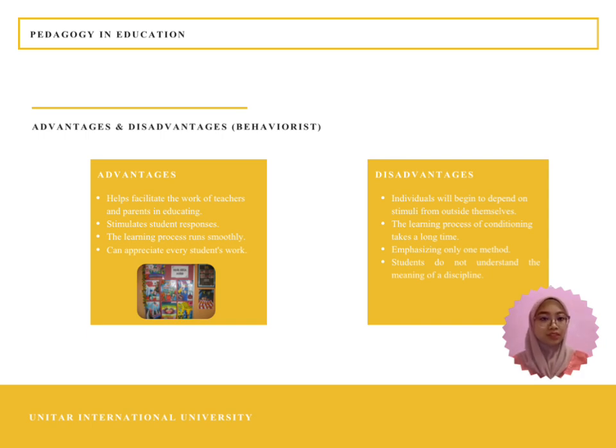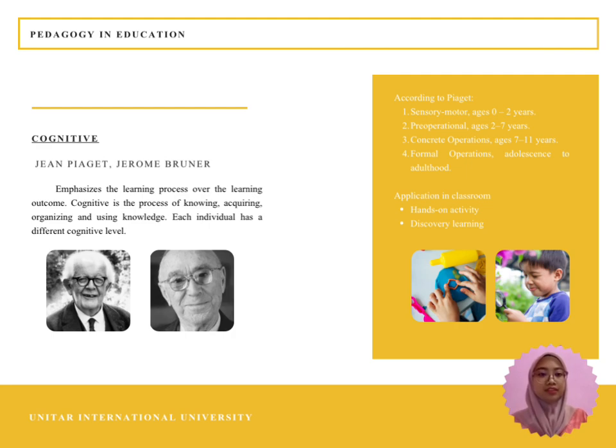And the last one, students do not understand the meaning of discipline because they think they need to complete their task or homework because they need to get a praise or a reward, not thinking it is really their responsibility in school. The second theoretical approach is cognitive theory by Jean Piaget and Jerome Bruner.